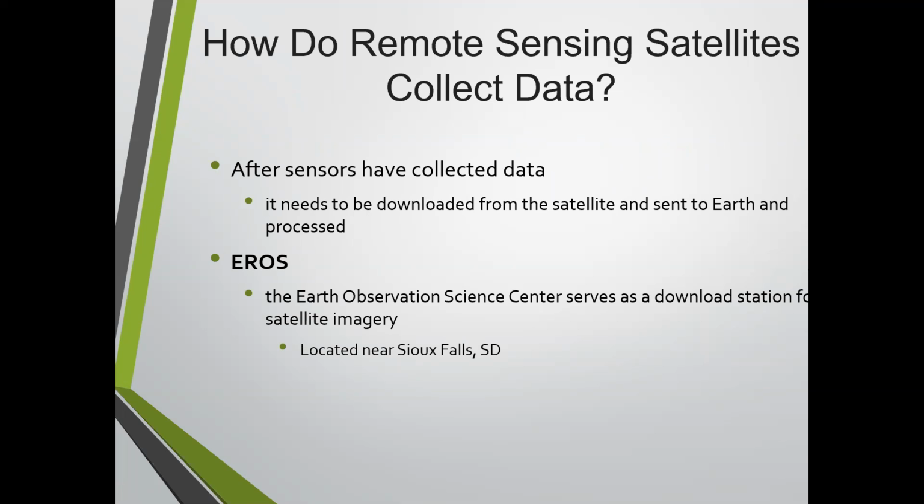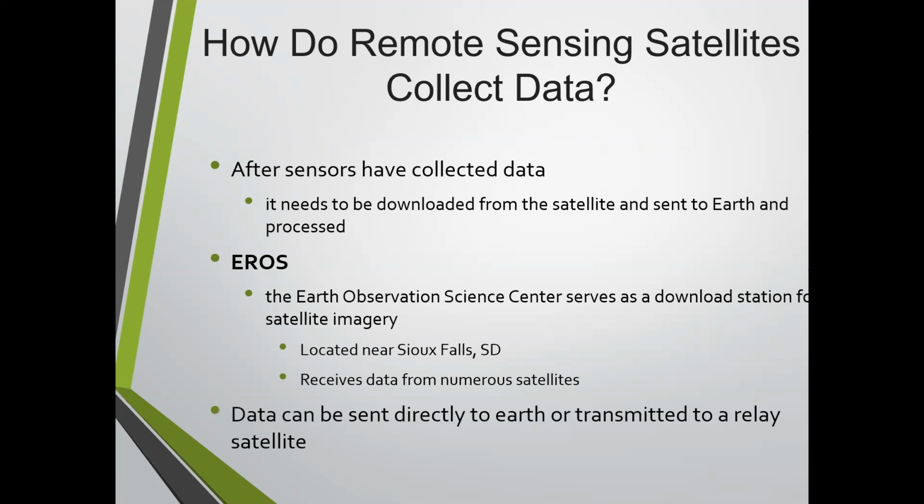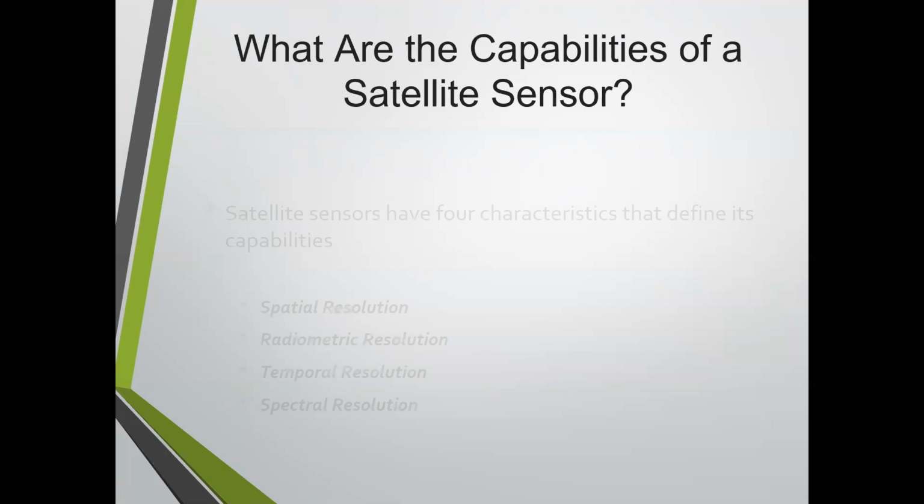This is located near Sioux Falls, South Dakota, and it receives data from numerous satellites. Again, I'm not sure if they would all be US satellites. There might be other ones you might be able to pay for to handle that. The data can either be directly transmitted to Earth via the satellite itself, or it can go to a relay satellite, and that satellite again brings it down. So it just depends on how it's set up to do that.